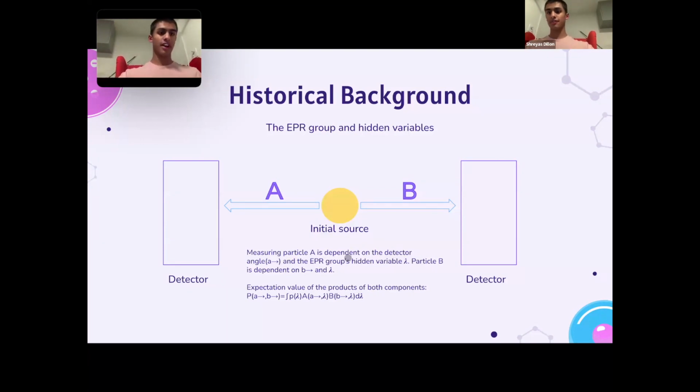The expectation value of the products of both components, a lot of math jargon there, is pretty much just the weighted mean of the products of both of these. So the expectation value for the products is equal to the integral of the probability distribution, that's what P of lambda is, times both of these events. The A in all this is basically just saying this event A, which is dependent upon the detector angle and the hidden variables, which both change.